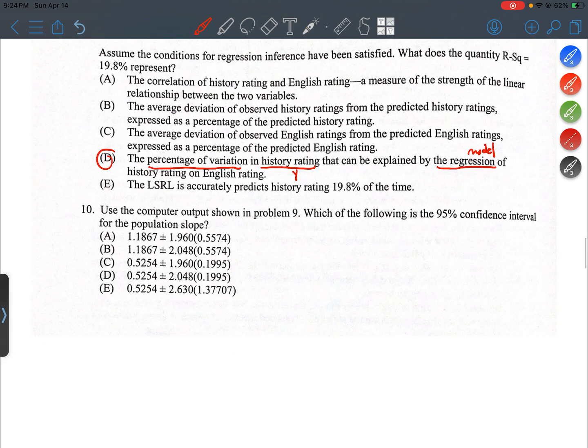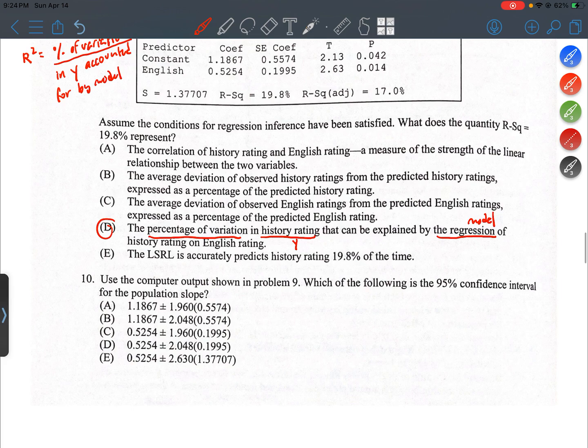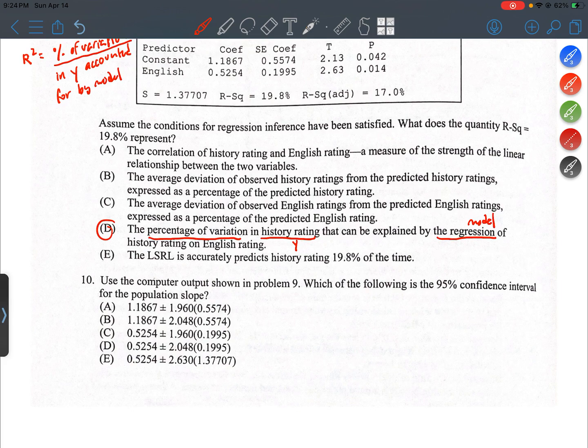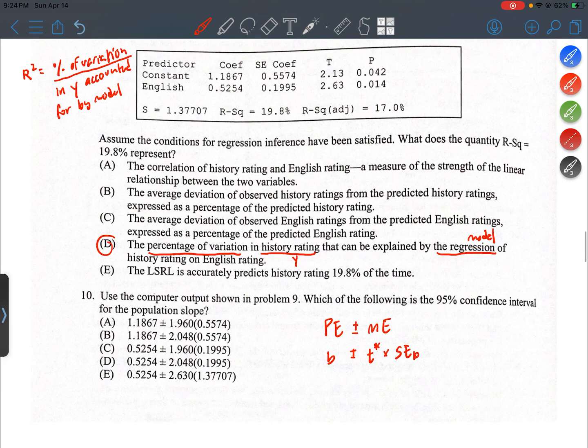All right, number 10, use the computer output shown in problem 9. Which of the following is the 95% confidence interval for the population slope? The general formula is point estimate plus or minus margin of error. The specific formula here is b, the sample slope, plus or minus a t critical value times the SE of b. In this computer output, the value of little b, our sample slope, is the second number in the coefficient column. The standard error is the second number in the standard error column.